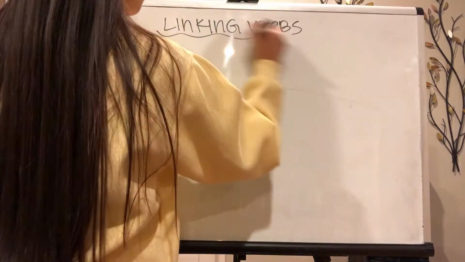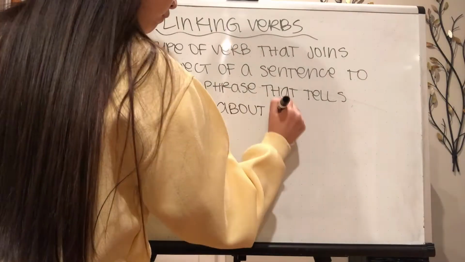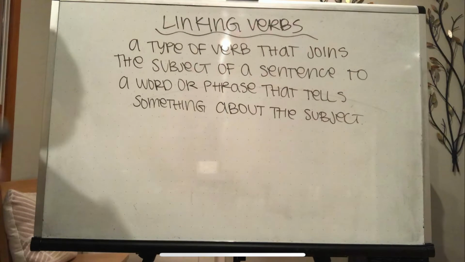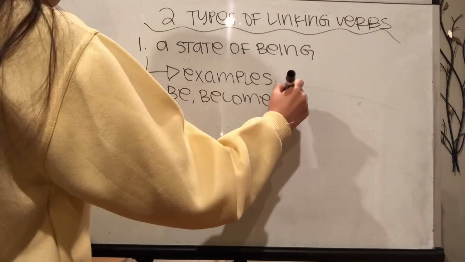Originally, the first type of verb we talked about is an action verb, but there's also another kind called a linking verb. A linking verb is a type of verb that joins the subject of a sentence to a word or phrase that tells something about the subject, or the main word of the sentence.